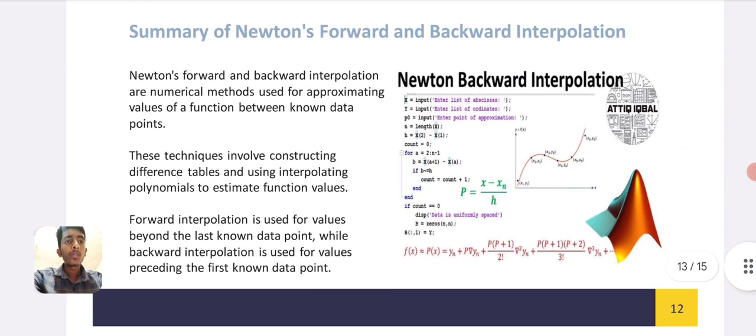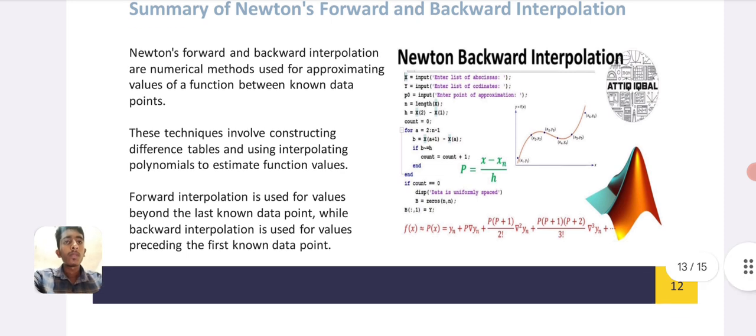Summary of Newton's forward and backward interpolation. Newton's forward and backward interpolation are numerical methods used for approximating values of a function between known data points. These techniques involve constructing difference tables and using interpolating polynomials to estimate function values. Forward interpolation is used for values beyond the last known data point, while backward interpolation is used for values preceding the first known data point.